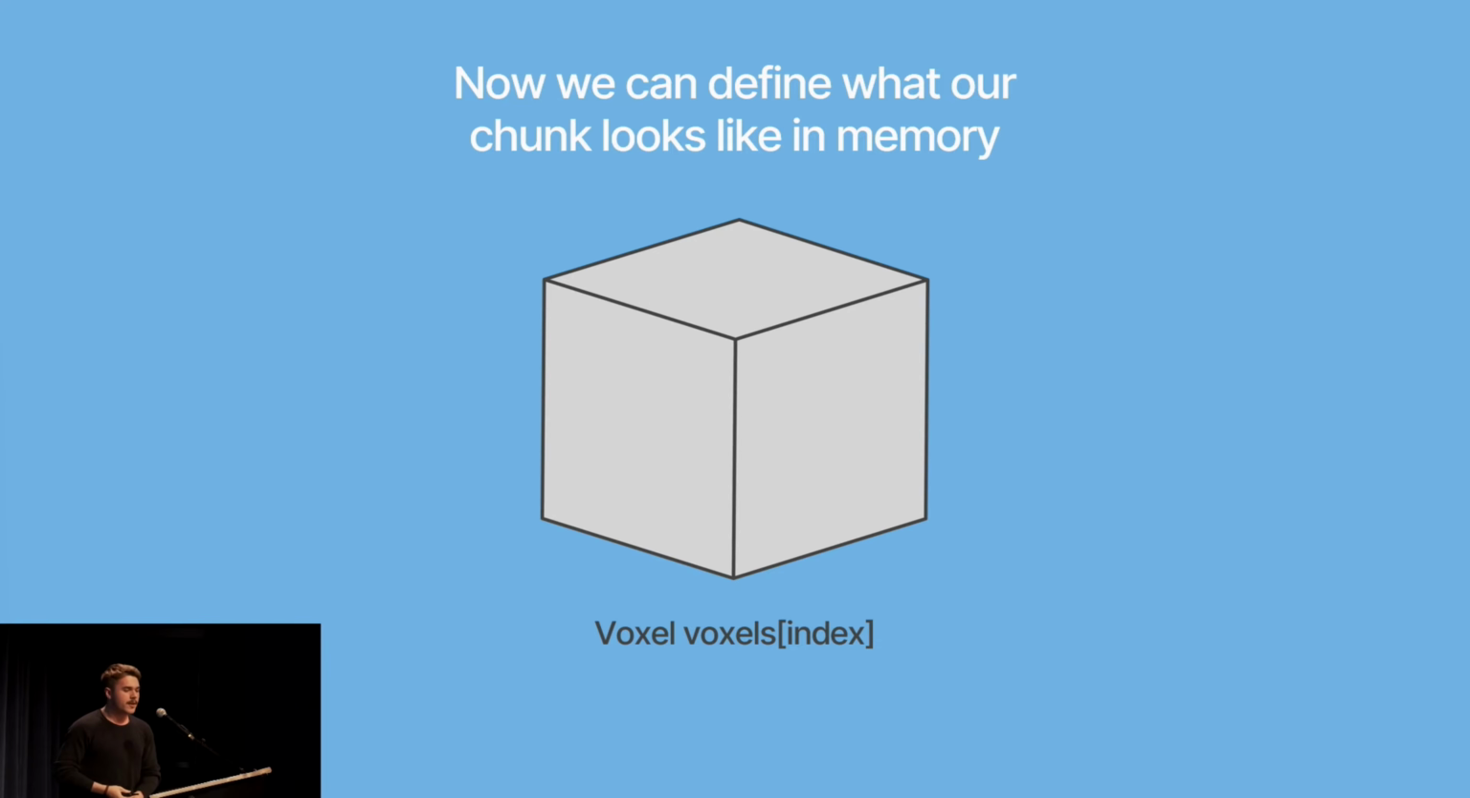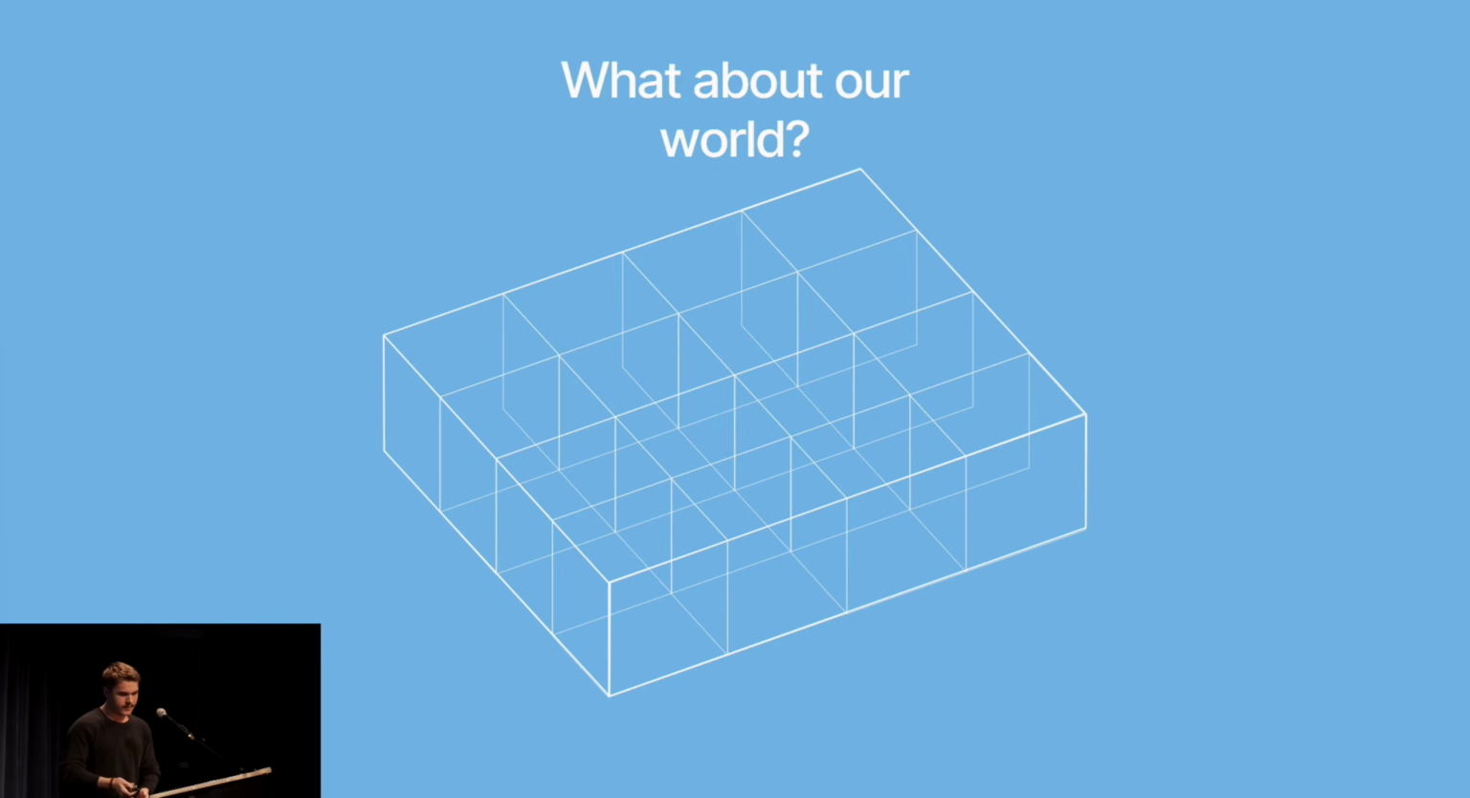So now we can define what our chunk looks like in memory. Instead of having that 3D array as before, we can just have a single index in a flat array, which is really powerful because now we just have this handle to this voxel.